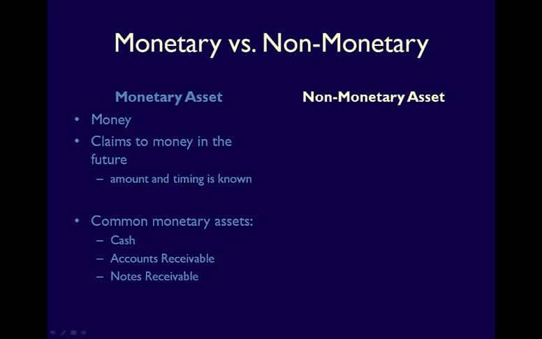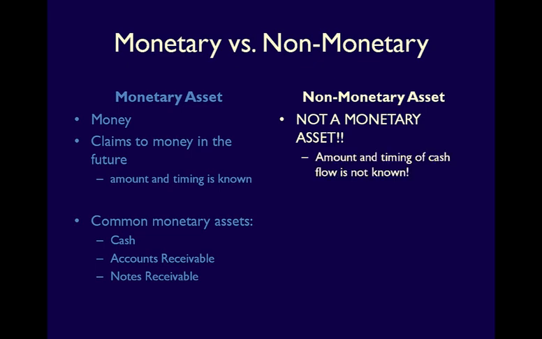So what are non-monetary assets? They are everything that is not a monetary asset. Maybe not a very helpful definition, but that's what it is. What does it mean? It means any asset which does not have a fixed or determinable future cash flow. Again, not very helpful. Maybe a few examples would help.